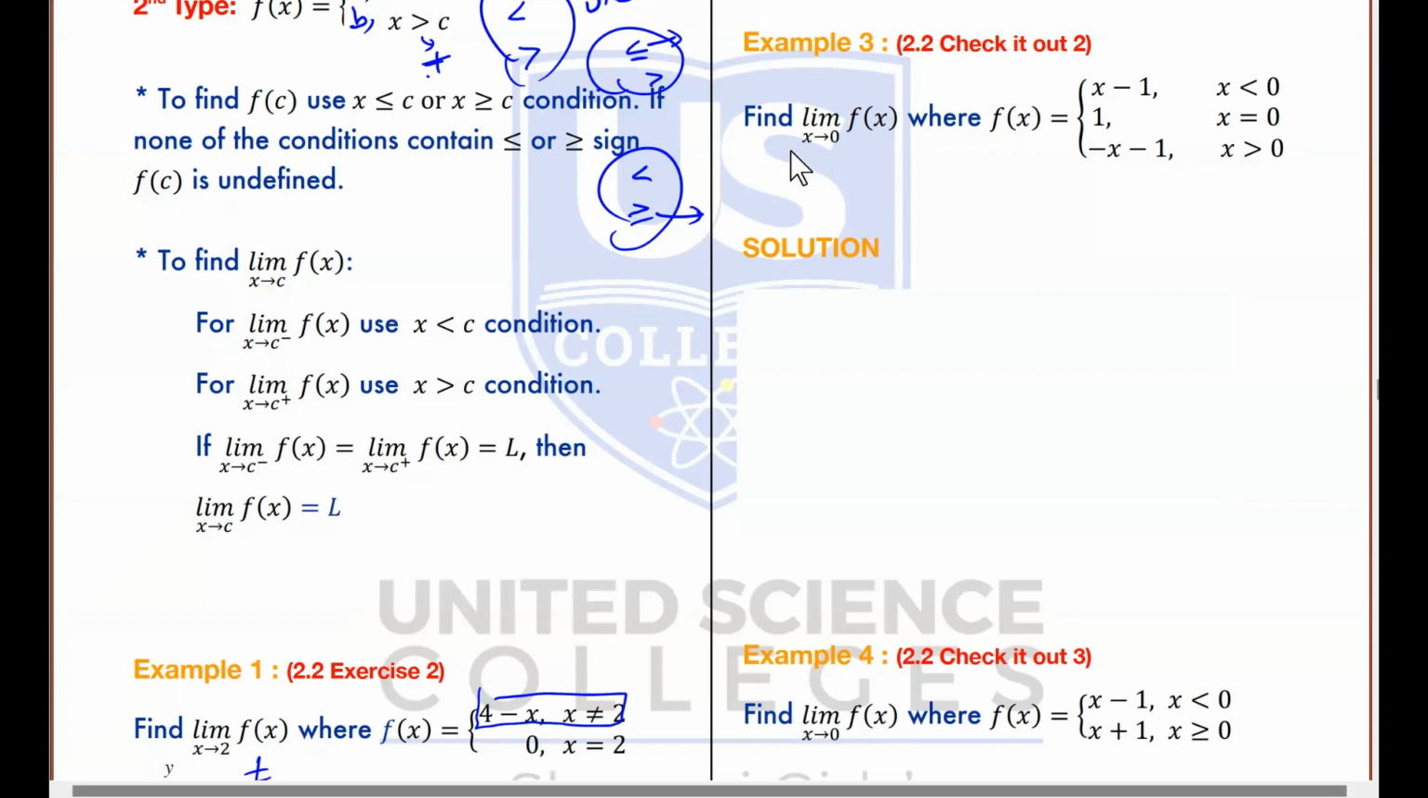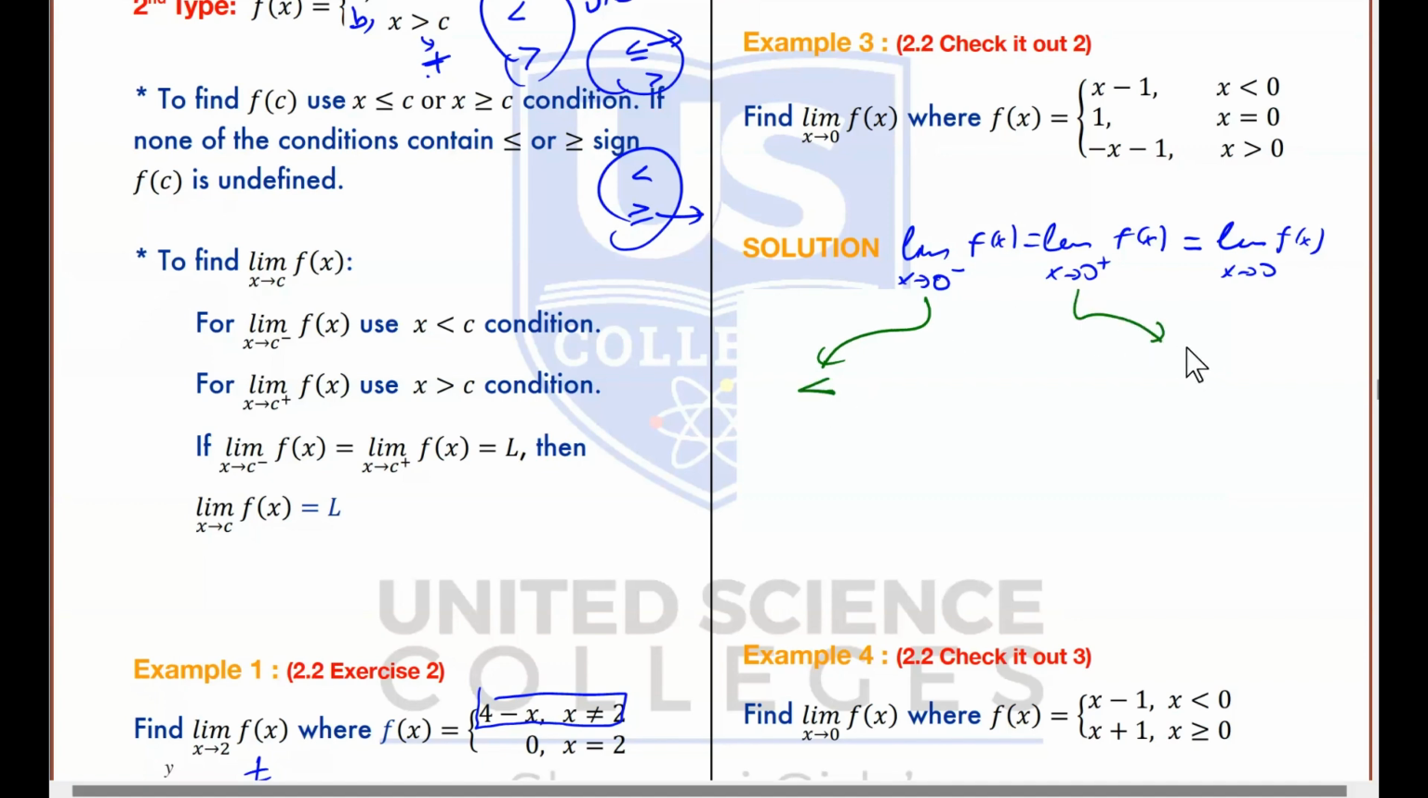So to find the limit, the limit as x approaches 0 from the left must be equal to the limit as x approaches 0 from the right. That will be the value of the limit at 0. Okay, let's find them one by one. For the left side limit, we will be using the less than condition. For the right side limit, we will be using the greater than condition. So for the left side limit, less than condition, first case.